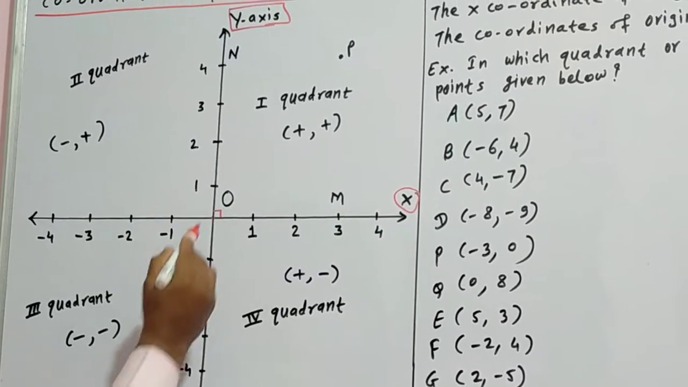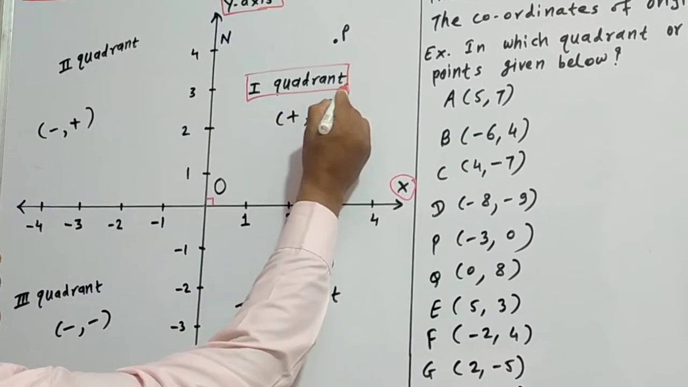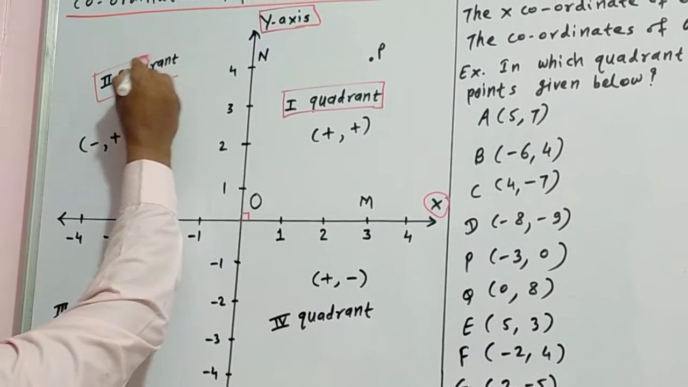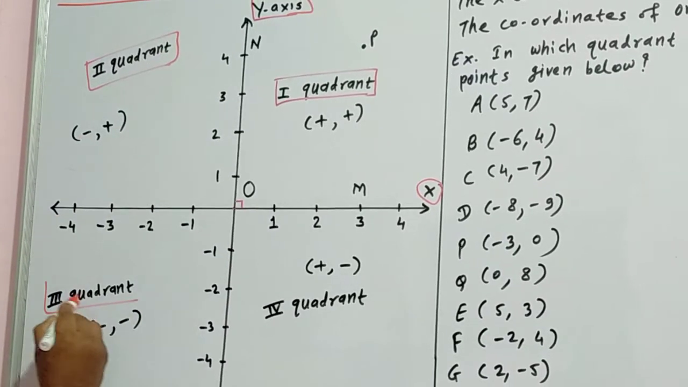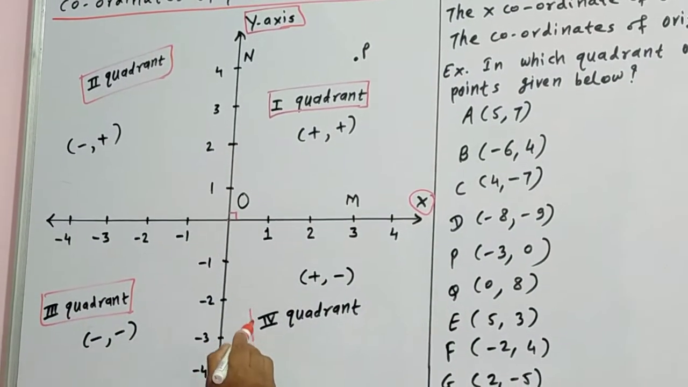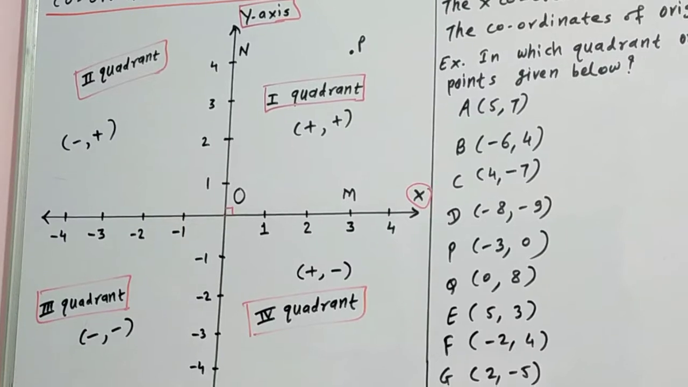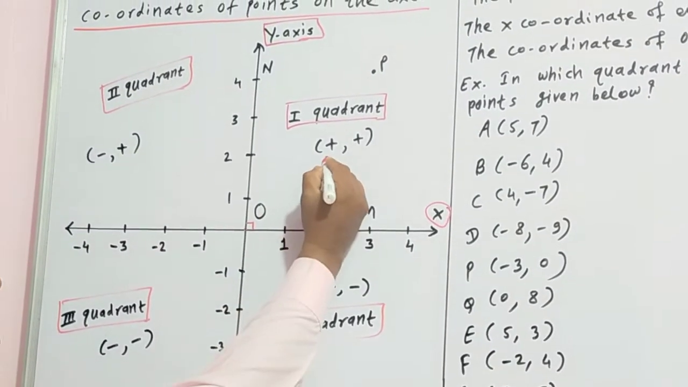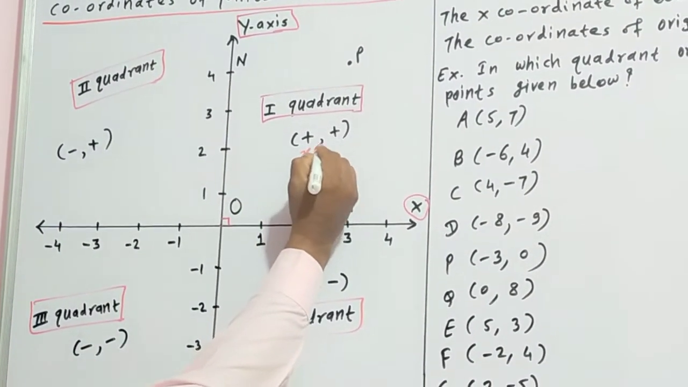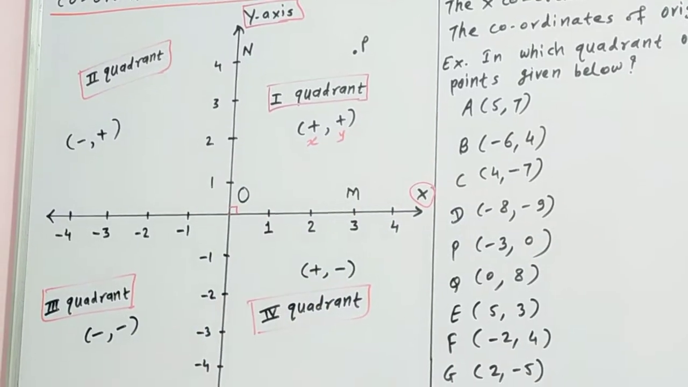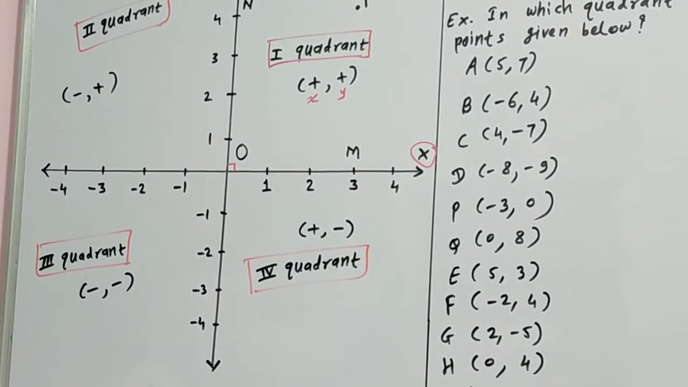Now you see here, first quadrant, second quadrant, third quadrant, fourth quadrant. Now we know that when we write coordinates, the first coordinate is the x coordinate and the second coordinate is the y coordinate.